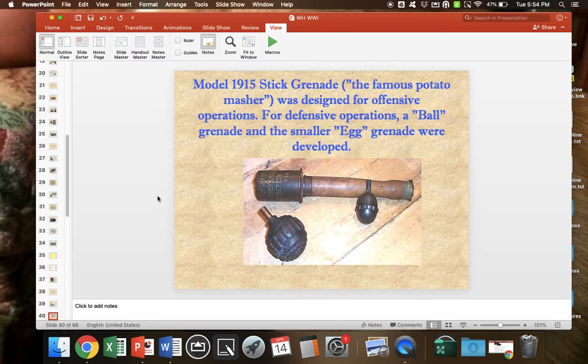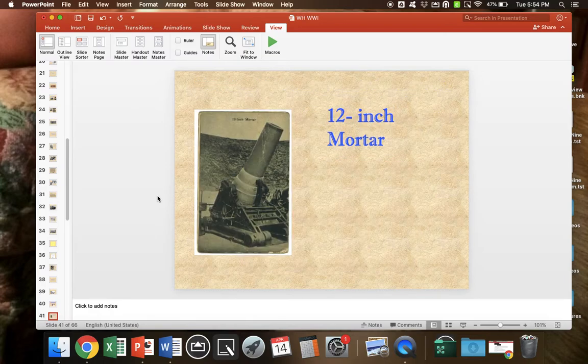They also have grenades, different types of grenades here, potato masher, egg grenade. Those will be, again, used by both sides. At the same time, you've got this 12-inch mortar. This thing can throw a Volkswagen. It is enormous. It is tremendous.